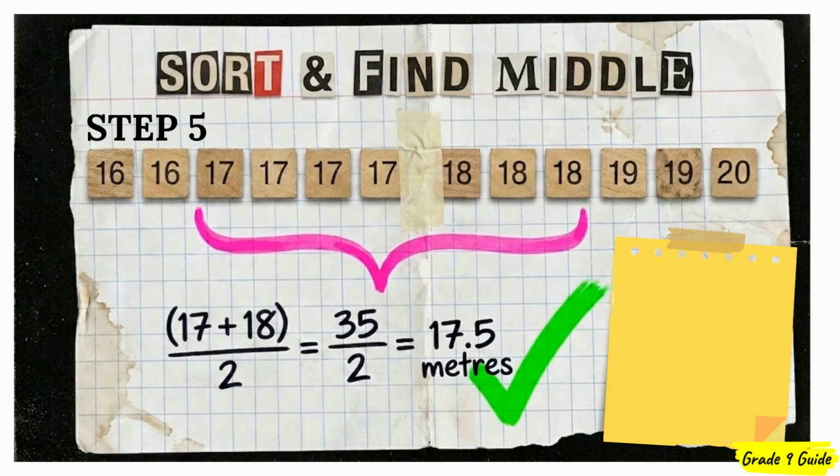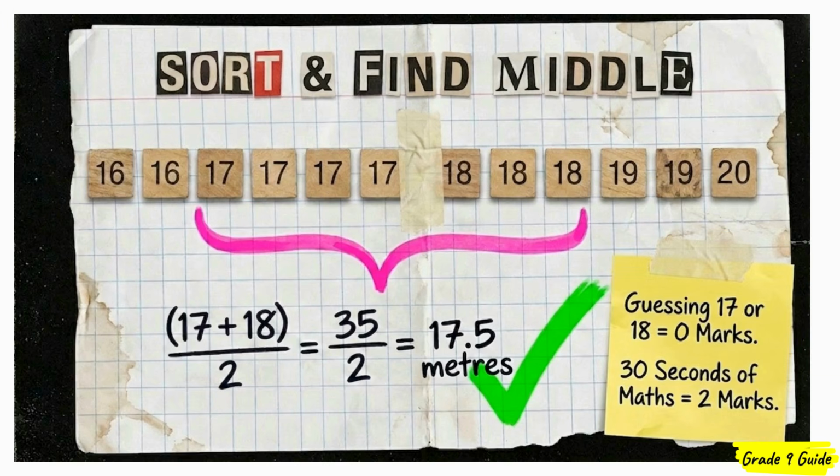Step 5. Add the two central values and divide by 2. 17 plus 18 divided by 2 equals 35 divided by 2, which equals 17.5 meters. The median beach width is 17.5 meters. Notice that this answer does not appear anywhere in the original dataset. Students who guess pick 17 or 18, both wrong. Students who use the 5-step method take 30 seconds and collect both marks.